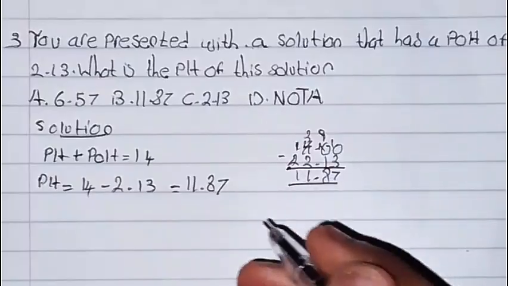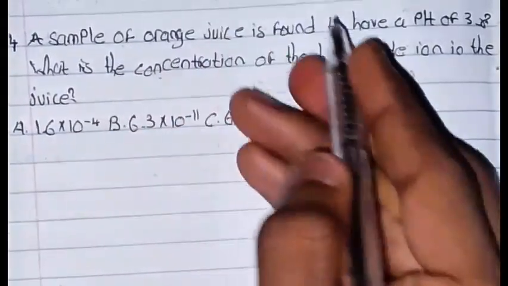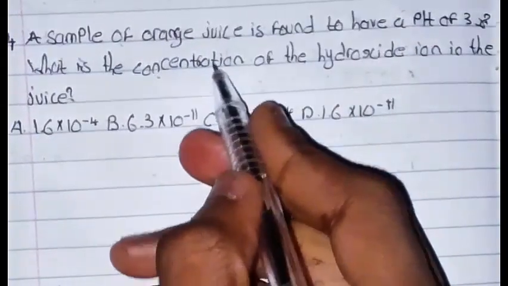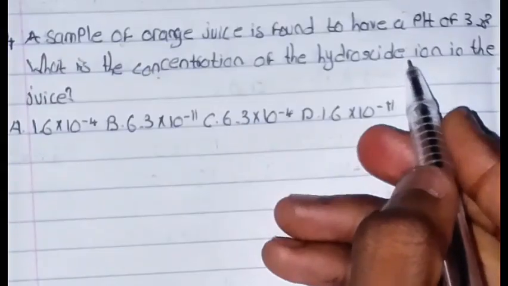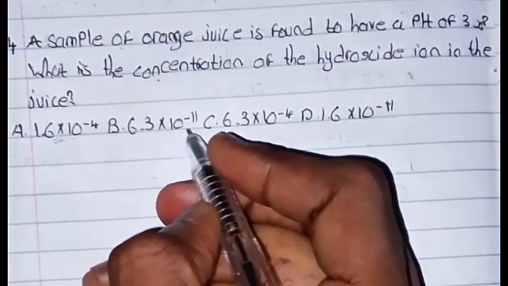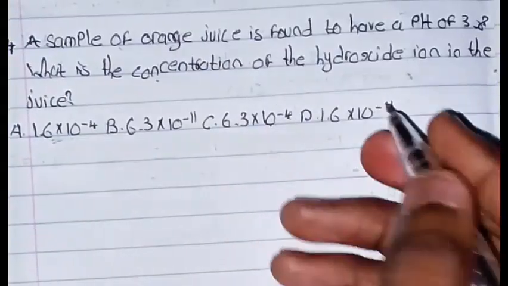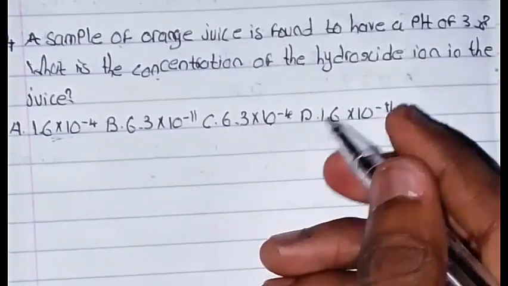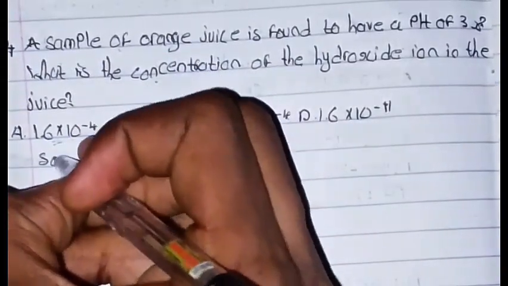Alright. A sample of orange juice is found to have a pH of 3.8. What is the concentration of the hydroxide ion in the juice? Now, A says 1.6 times 10 to the power of minus 4, B 6.3 times 10 to the power of minus 11, C 6.3 times 10 to the power of minus 4, D 1.6 times 10 to the power of minus 11. Now, let's go to the solution.